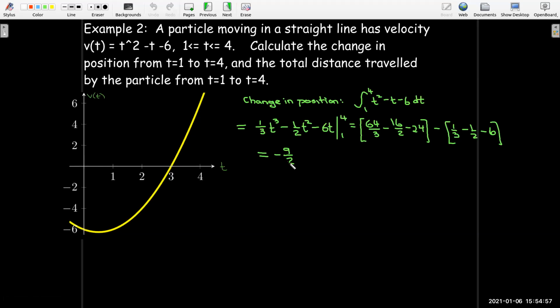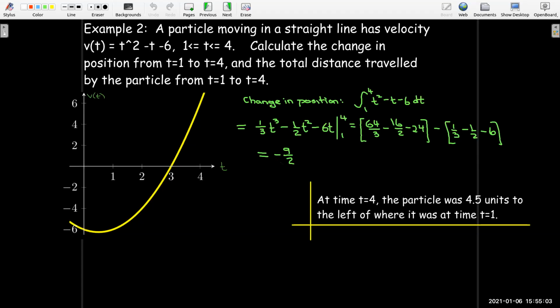So the negative is telling us that I am to the left of where I originally started. So at time t equals 4, the particle was 4.5 units, so that's 9/2, 4.5 units to the left of where it was at time t equals 1. So that's our net change. What about the total distance traveled? Because we stopped and came back a little bit.